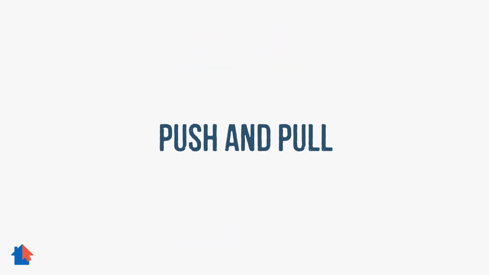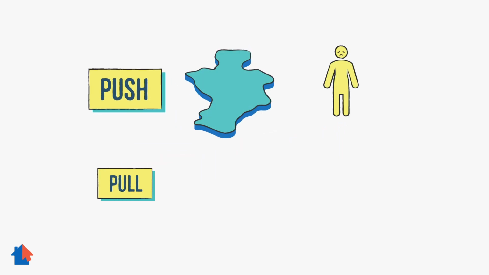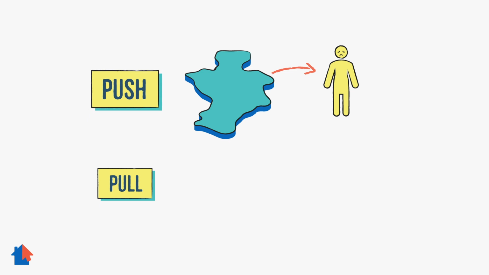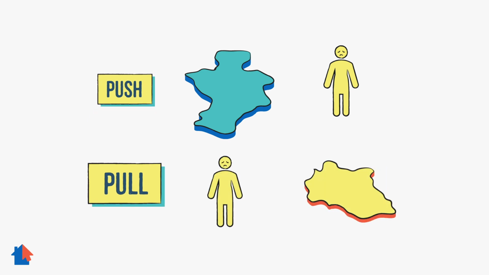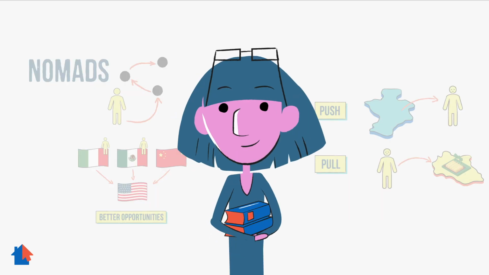Push and pull. When talking about migration, people sometimes use the term push and pull. Push means there is a reason pushing a person out of a country, such as poverty or persecution. Pull means there are reasons pulling a person toward a country, such as fertile land for farming. Sometimes both push and pull reasons are present. For example, if you are leaving a country because there is a lack of jobs, you will go to a country with many jobs.